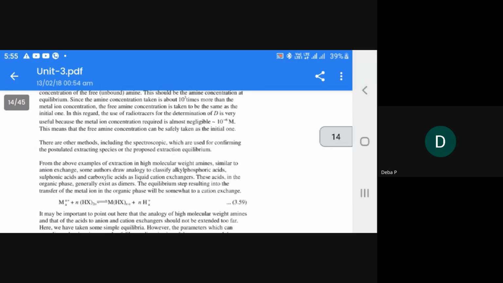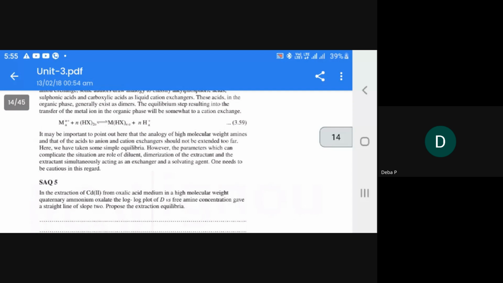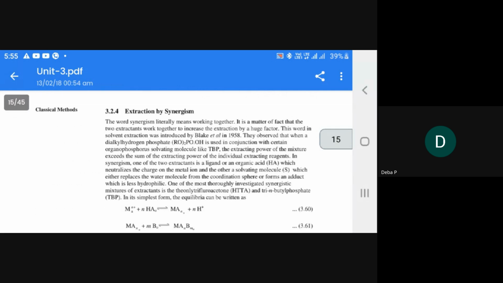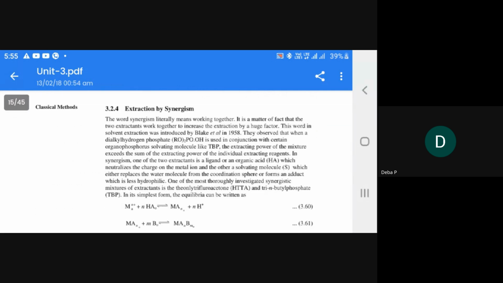Then next part we will move to the extraction by synergism. Synergism literally means working together. It is a matter of fact that the two extractants work together to increase the extraction by a huge factor. This word is used in solvent extraction.